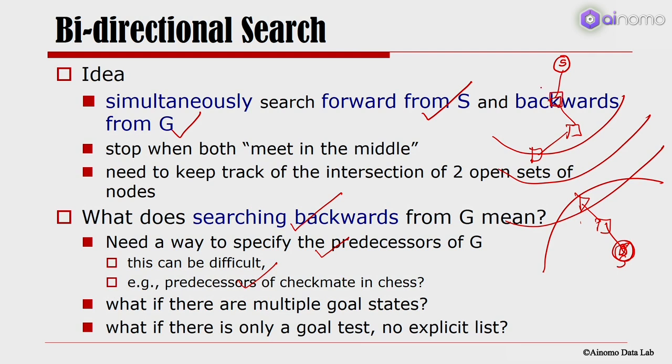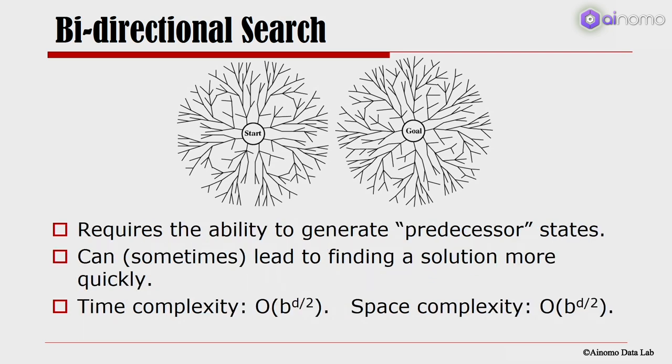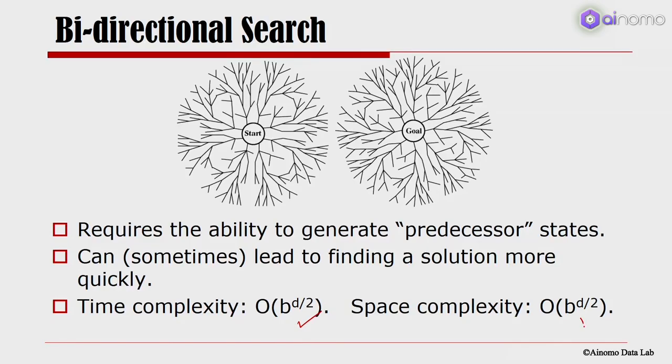So basically a bidirectional search is an alternate searching from the start state towards the goal and from the goal towards the start. You stop when the frontiers intersect. Works well only when there are unique start and goal states. Requires the ability to generate predecessor states. That's something very important and can sometimes lead to finding a solution more quickly. Here are the time and space complexities.